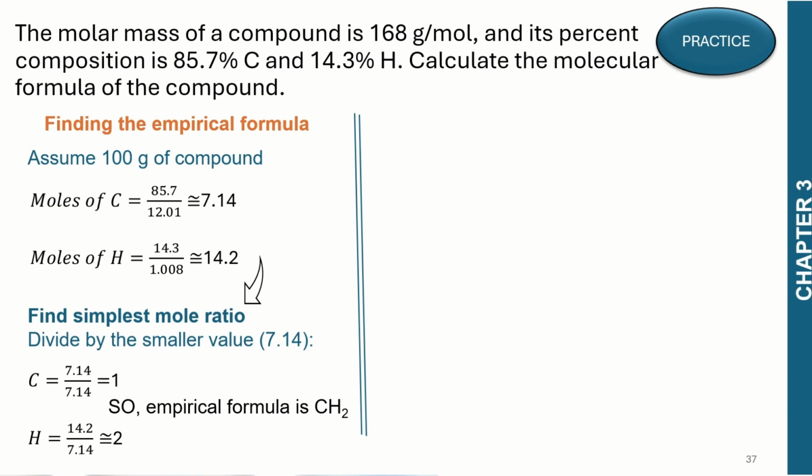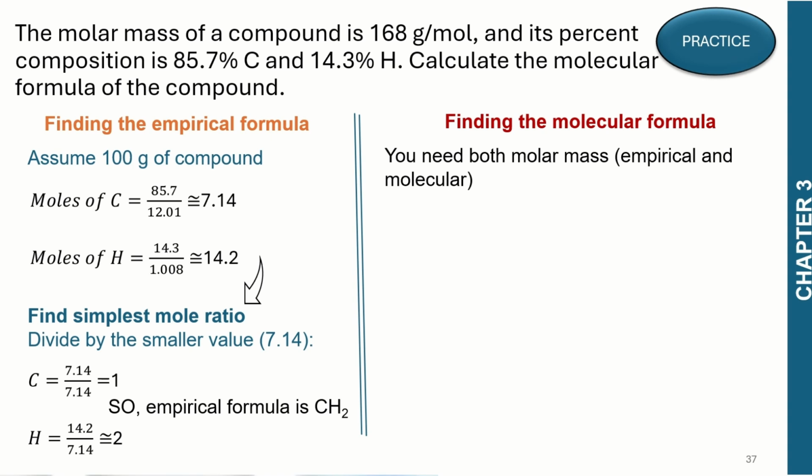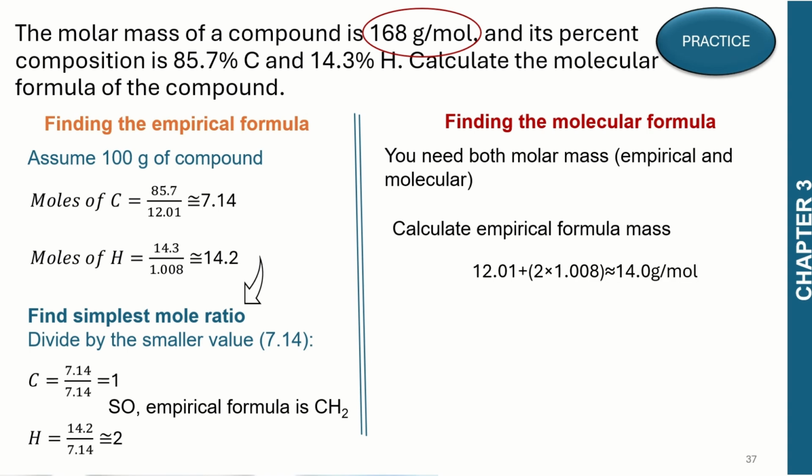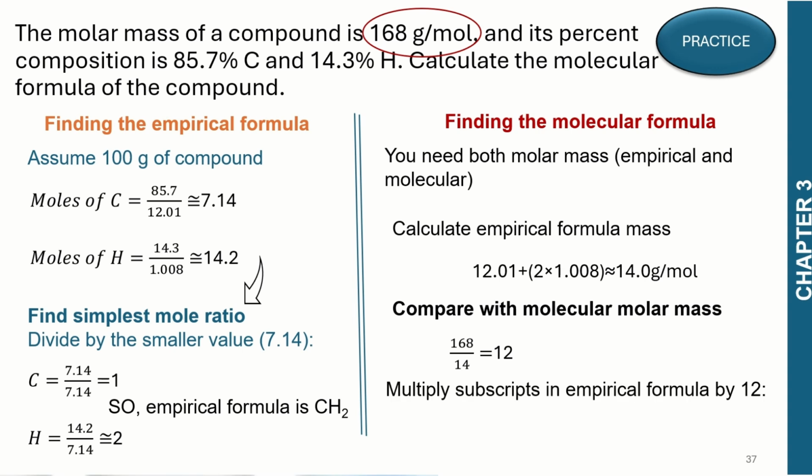But they ask for the molecular formula. For the molecular formula, I need both molar masses, empirical and molecular. I have the empirical formula, so I can calculate the formula mass, which is 14 grams per mole. Then I'm going to compare with the molecular molar mass, so I divide, and I have 12. So multiply the empirical formula by 12, and I have C12H24.